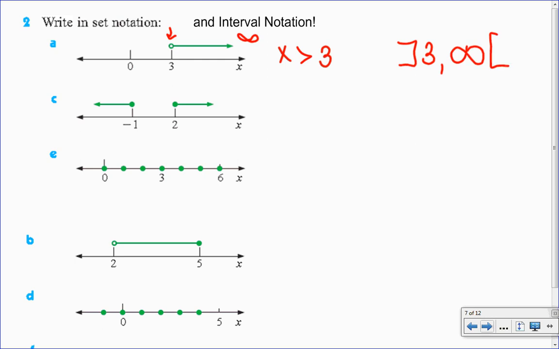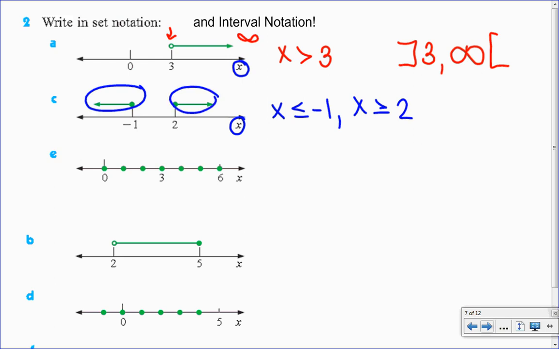And by the way, we knew that last one was x because of the variable there. So again, we can say x is less than or equal to -1. That's this part here. Or x is greater than or equal to 2. So x is bigger than or equal to 2.